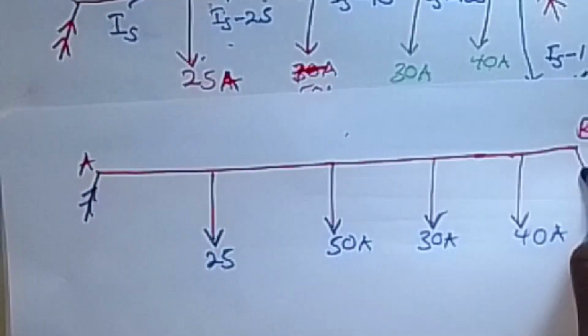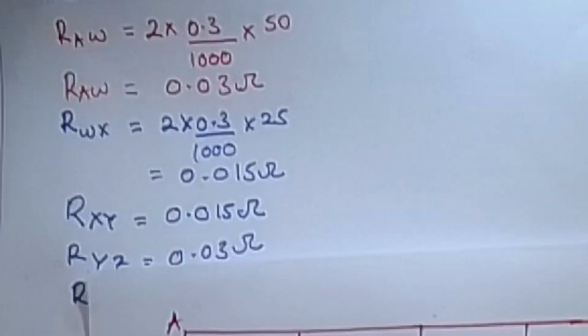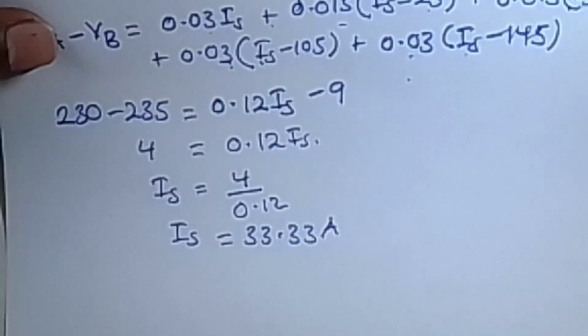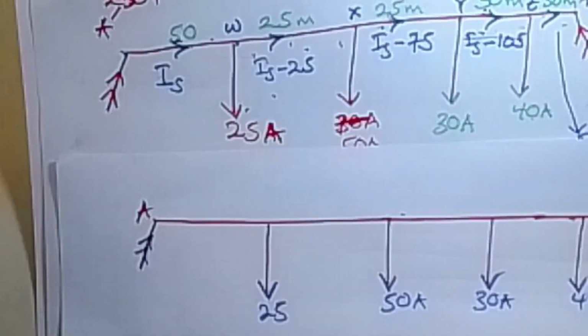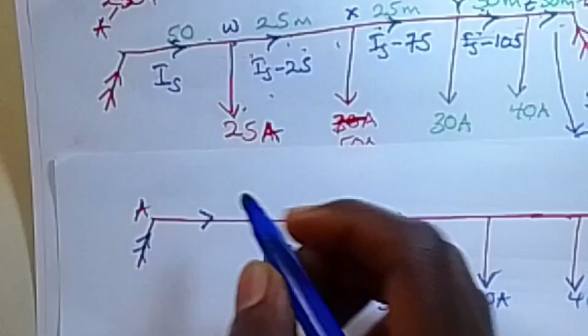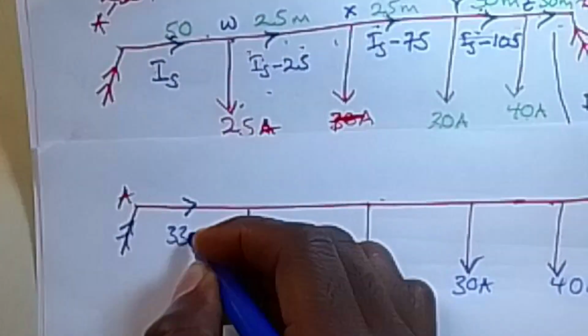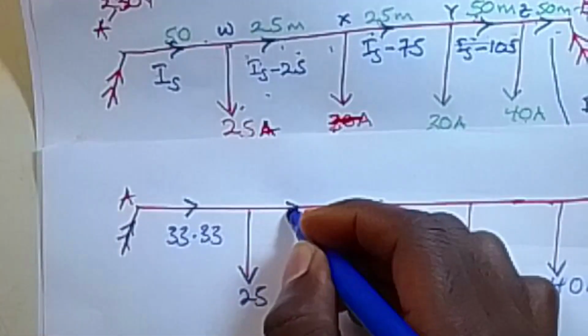Then these are our feeders. Now, let us get the current. We calculated the value of current IS flowing in the section to be equal to 33 amps. So let us substitute that value here. From there we have that our current flowing in this section is going to be 33.33. Now similarly, let's get the current flowing here.